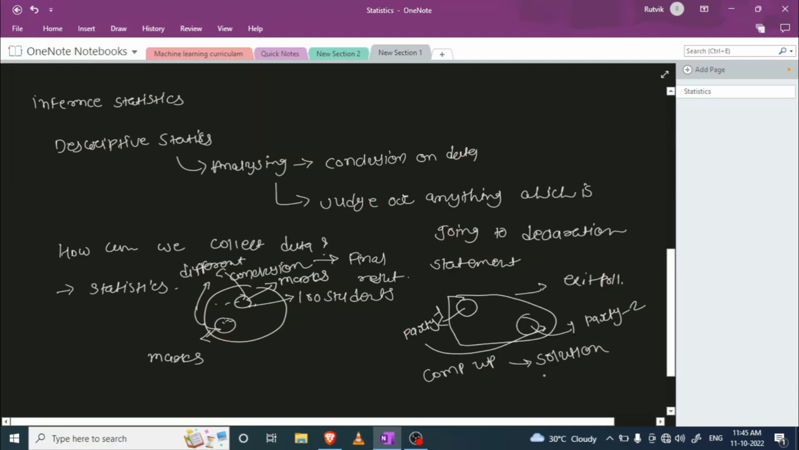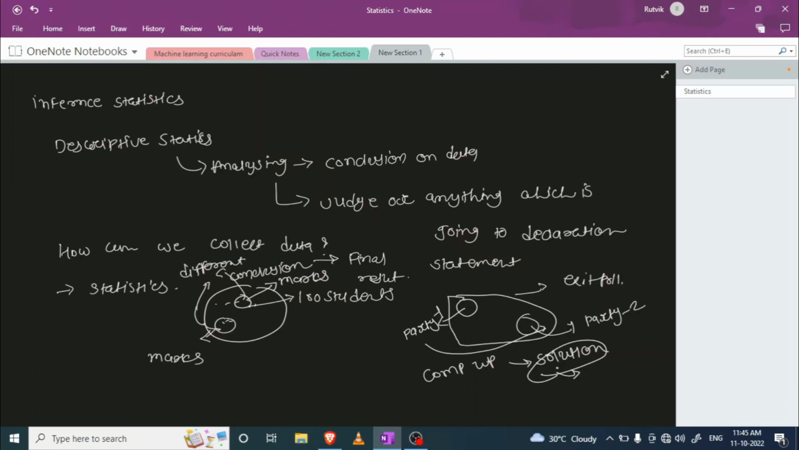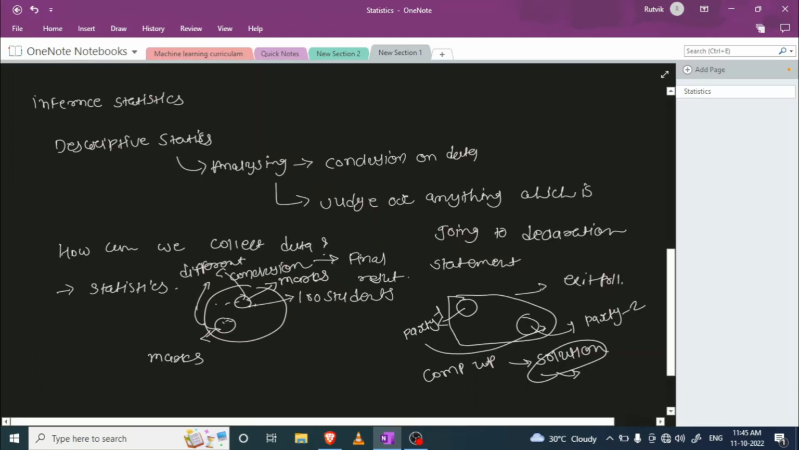When we get a conclusion from samples, and we merge the samples and come up with a different solution, this part is called inference statistics.